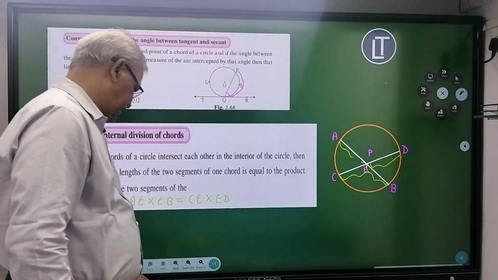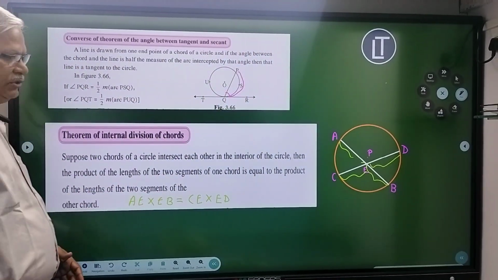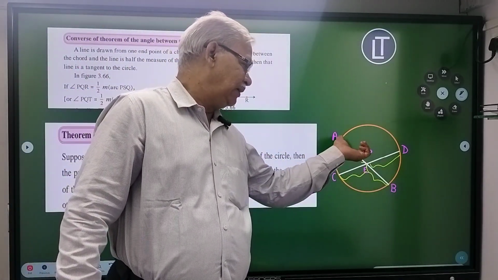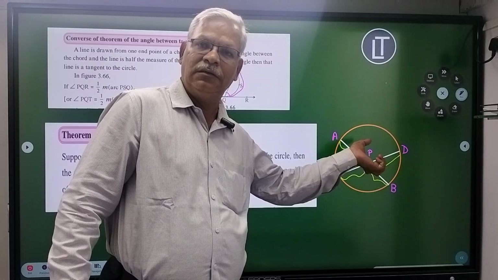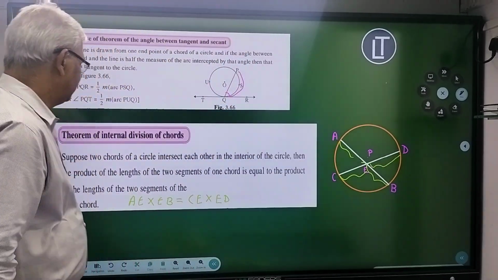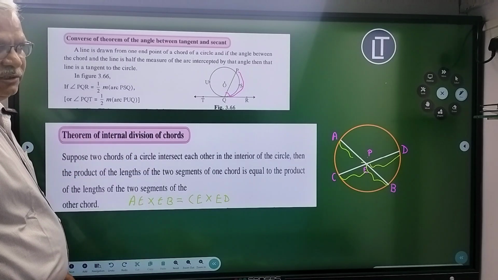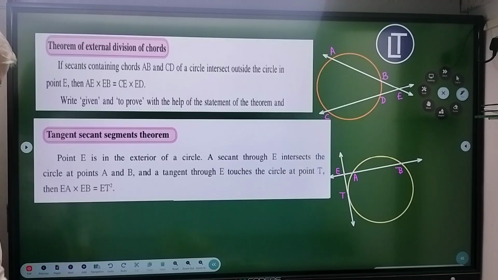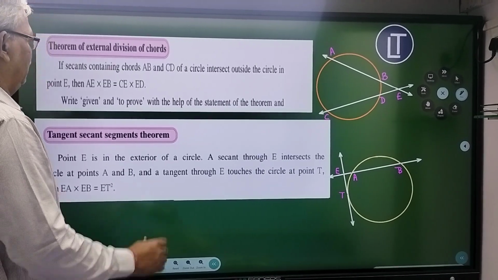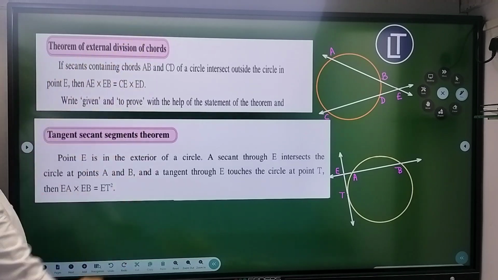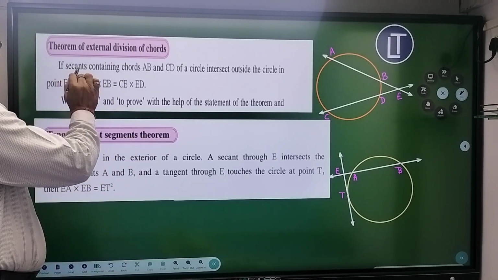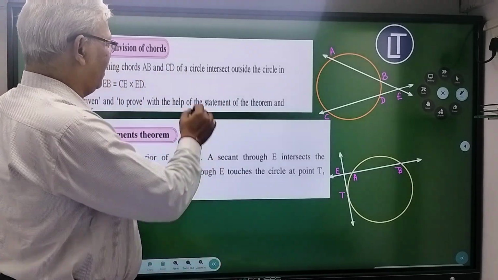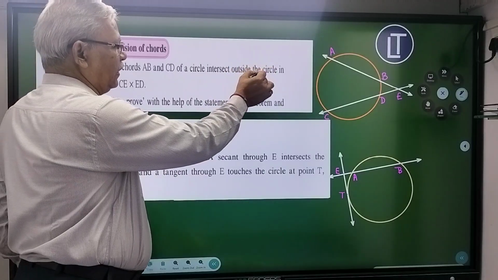Okay? This is used to find out the lengths of the chords or the segments of the chords. And that is the theorem of internal division of chords. The same holds for the external division. Here now see, the theorem of external division of chords. If the secants containing chords AB and CD of a circle intersect outside the circle.